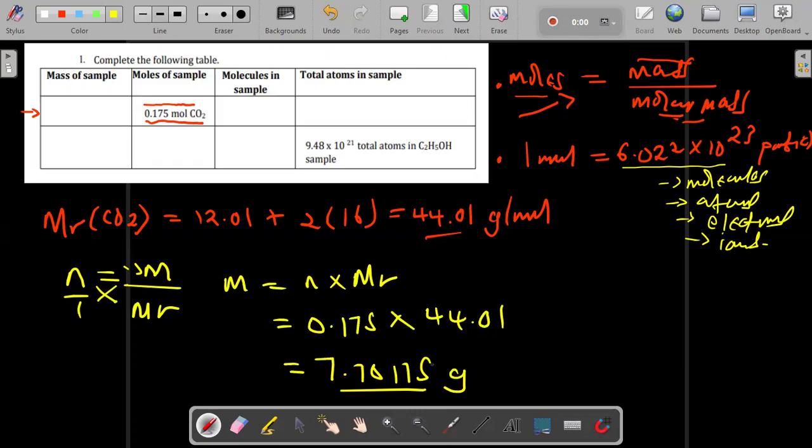Okay, so make sure that you round this off to three significant figures. So if we round this off to three significant figures, it's going to be 7.70 grams. So this 7.70 grams, I'm going to write it here as the mass of the carbon dioxide. All right, so any questions there as to how we have found this mass of carbon dioxide? Any questions there?